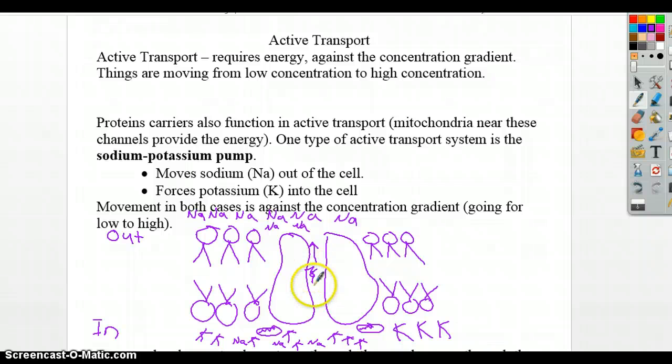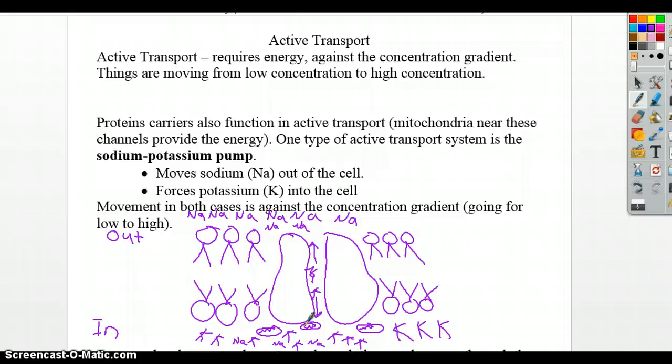So the sodium is being forced out. Potassium is being forced in. And it's those mitochondria that are hanging out there, supplying the energy to the protein channels so that the sodium can be forced out and the potassium being forced in. And if you don't know, I use the chemical symbols for sodium and potassium here. That's why you see Nas and you see Ks.